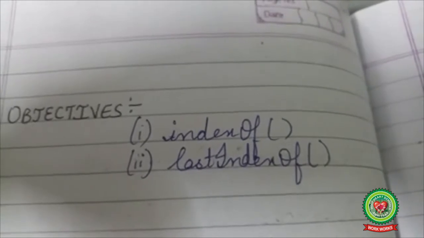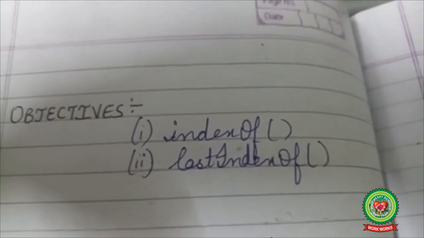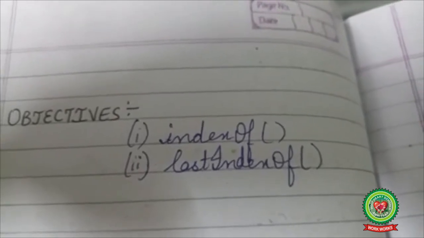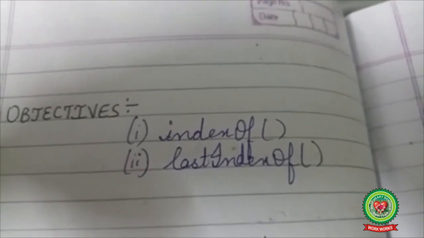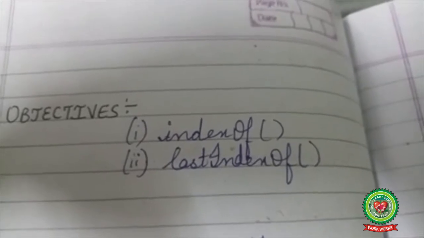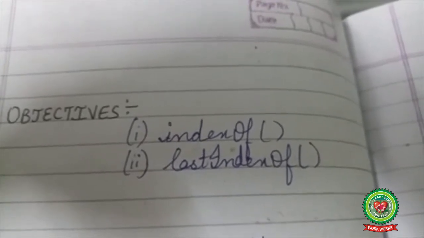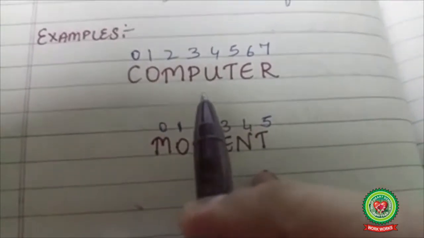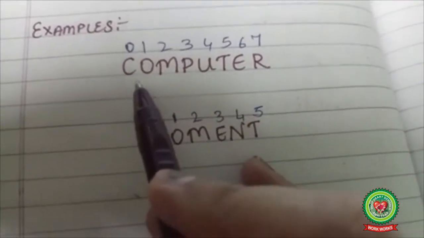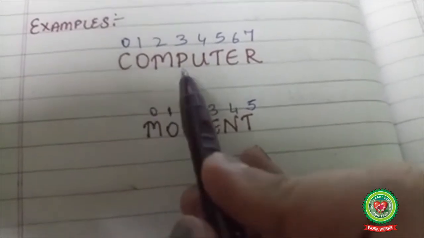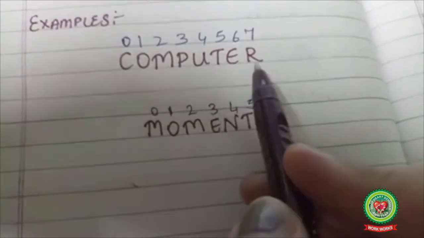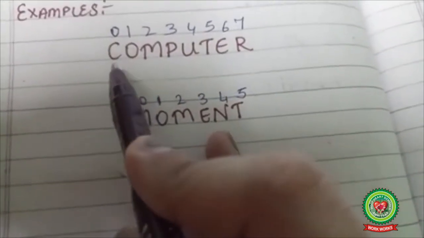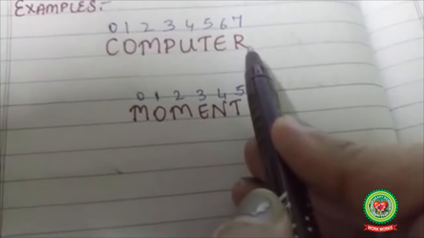The objectives of today's topic are: you will learn the string methods, number 1, indexOf, number 2, lastIndexOf. First, let's understand an example. Let's take a string, computer, C-O-M-P-U-T-E-R. Now, I'm going to mention the index of each character of the string.